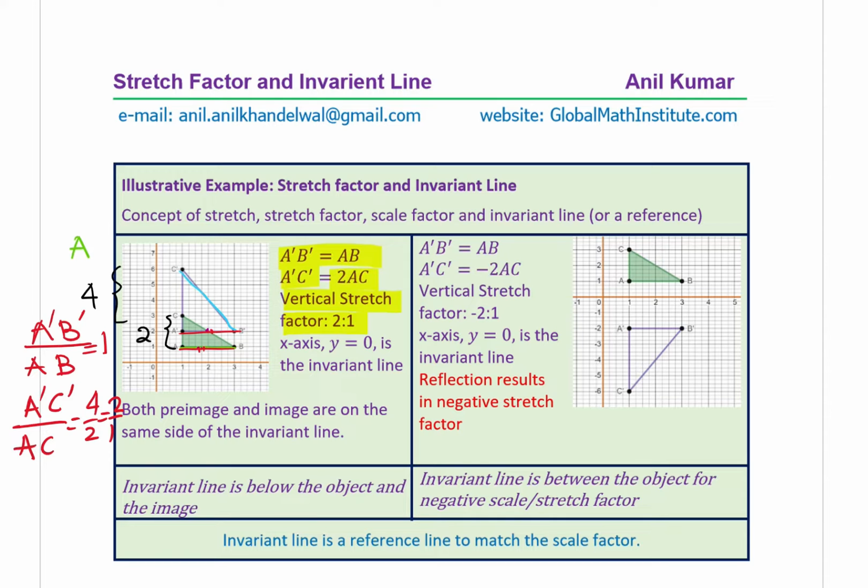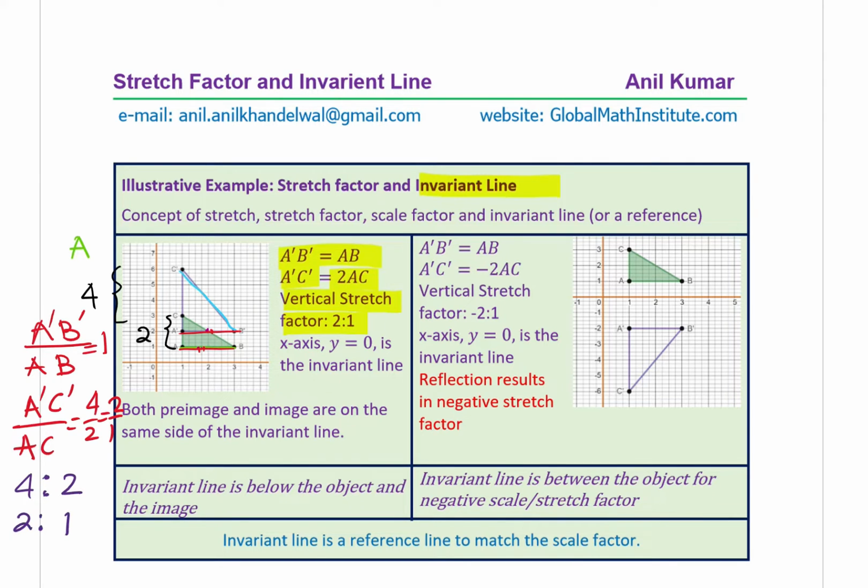So these are special transformations where we are trying to figure out a reference line from where this stretch can be calculated. And this reference line is referred to as an invariant line, correct? So how do we figure this out? In this particular case, we say that the ratio is 4 is to 2, which we could also write as 2 is to 1, correct? The ratio of 4 is to 2 is the same as 2 is to 1.